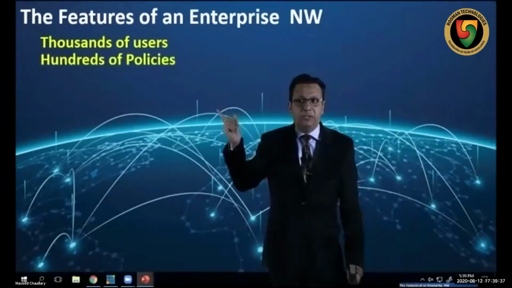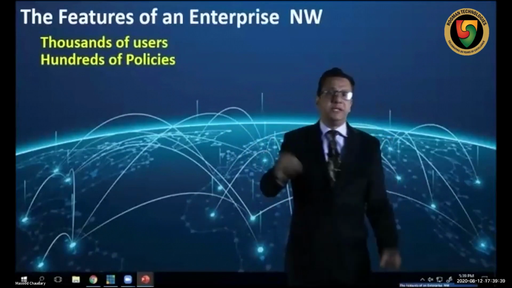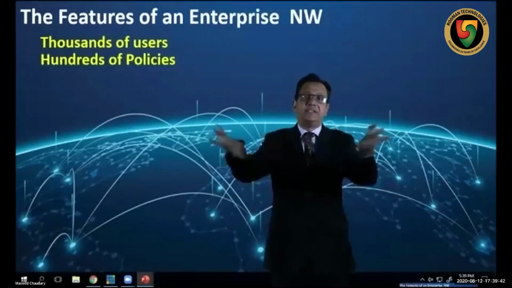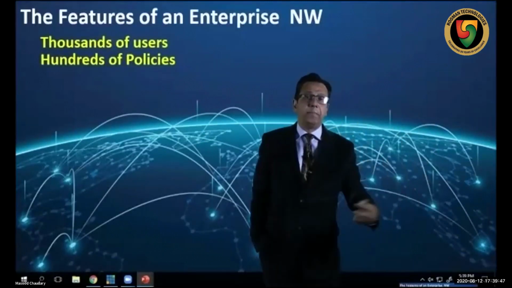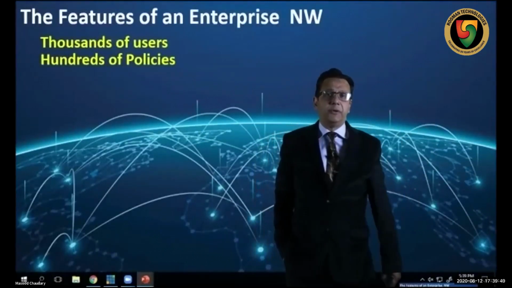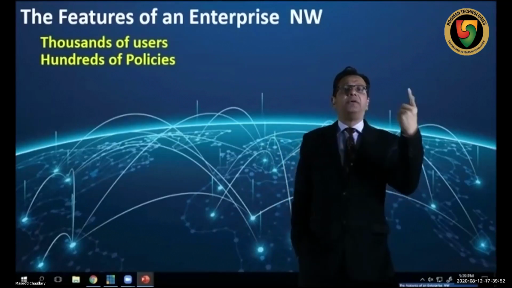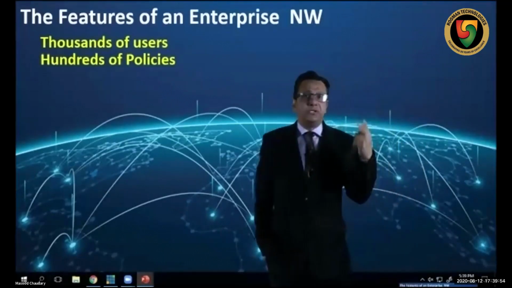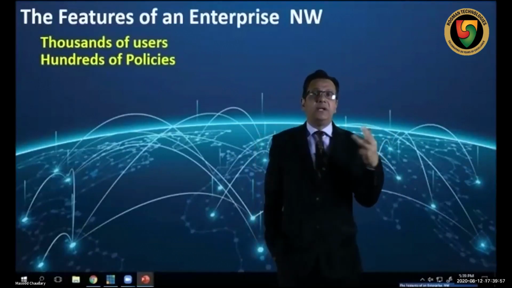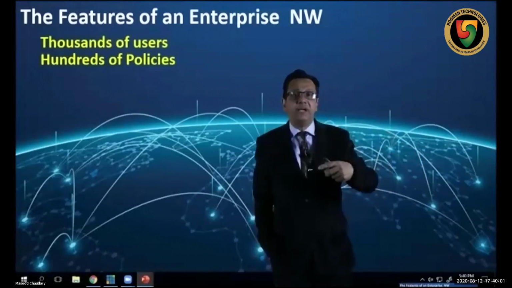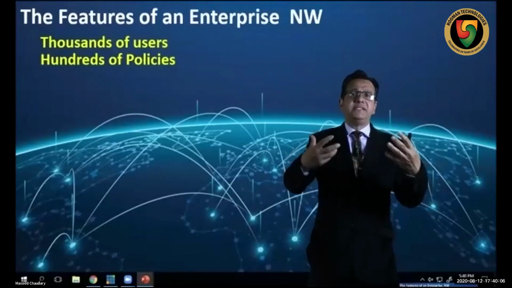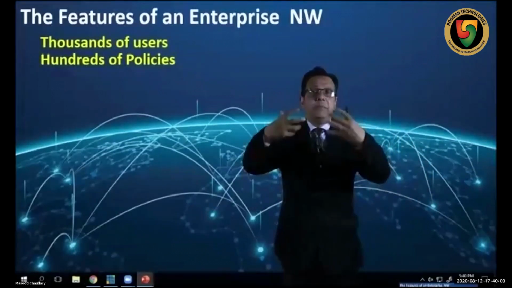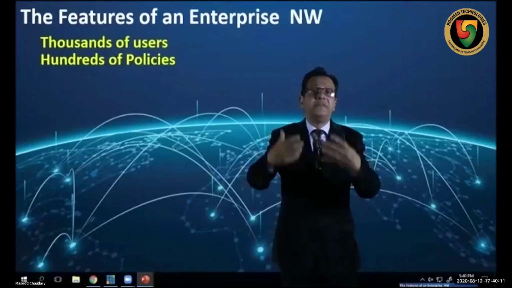Number two, hundreds of policies will be there. It is not just connectivity that ends the task for the network engineer. There will be regular implementation of some policies into the network. Let me tell some of the policies. Number one, security policies. Number two, traffic management policies. Number three, quality of service policies. Number four, maintenance policies. Number five, troubleshooting policies. Likewise, a lot of policies need to be implemented to the network, and they are not fixed.